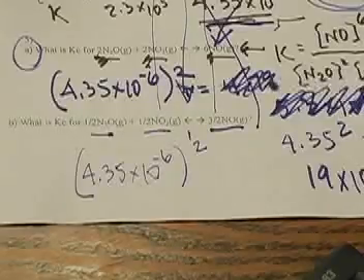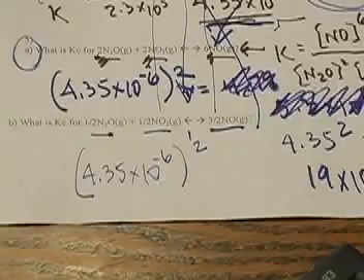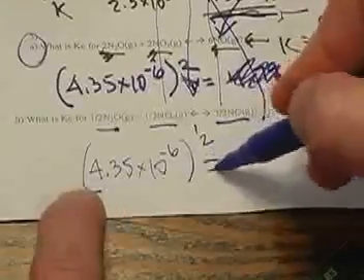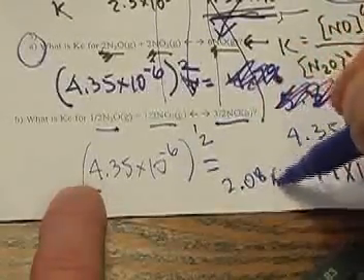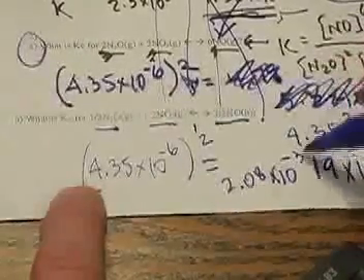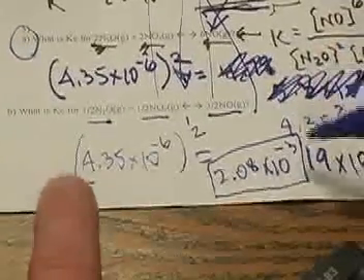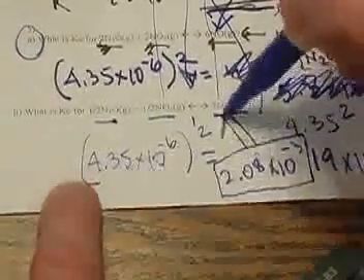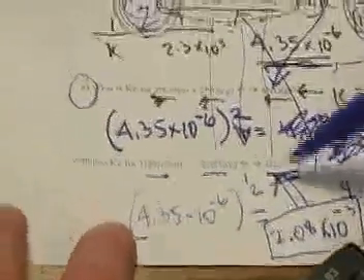So I would take the square root of 4.35 times 10 to the negative 6th, and I end up with approximately 2.08 times 10 to the negative 3rd as my equilibrium constant for this reaction, because this reaction was simply multiplied by 1/2 compared to this.